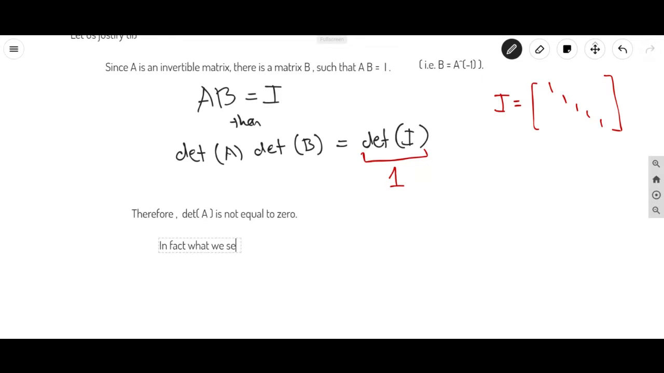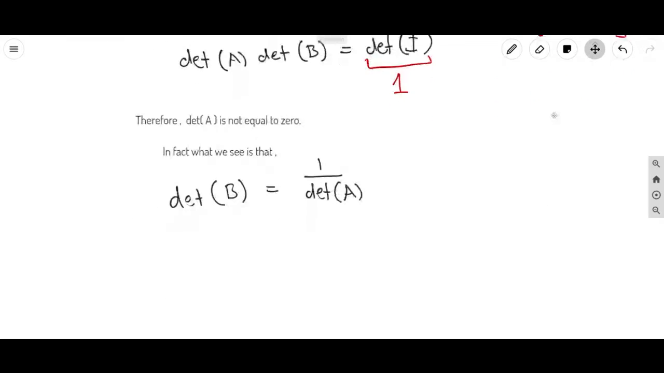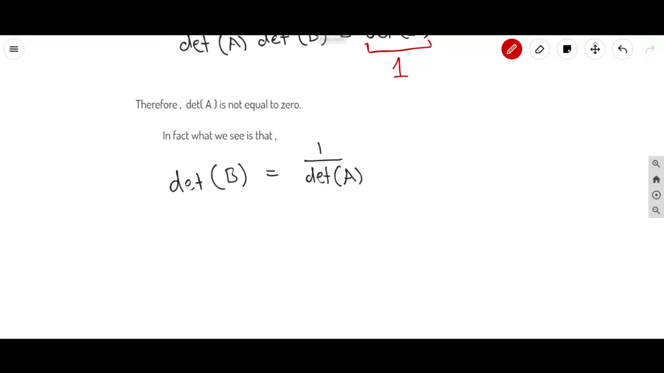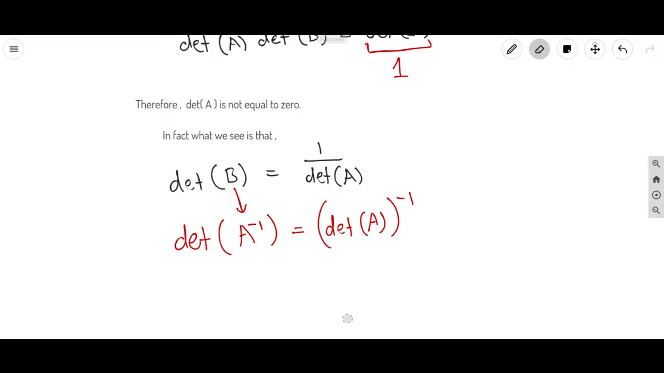In fact, we can say a little bit more than that. If you solve for B, the determinant of B is 1 over the determinant of A. So you're saying that the determinant of A inverse, because that's what B is, the inverse matrix, is equal to 1 over the determinant of A. You see, it's 1 divided by the determinant.